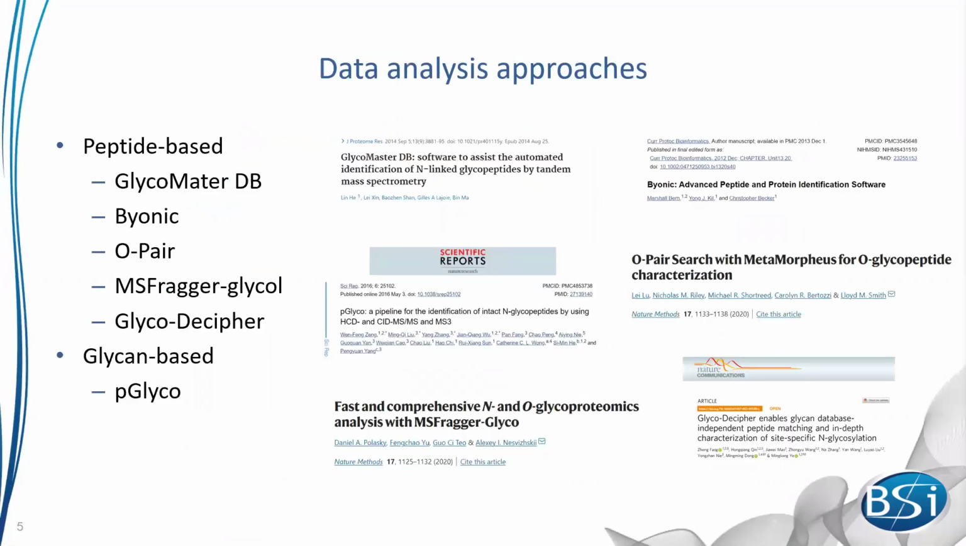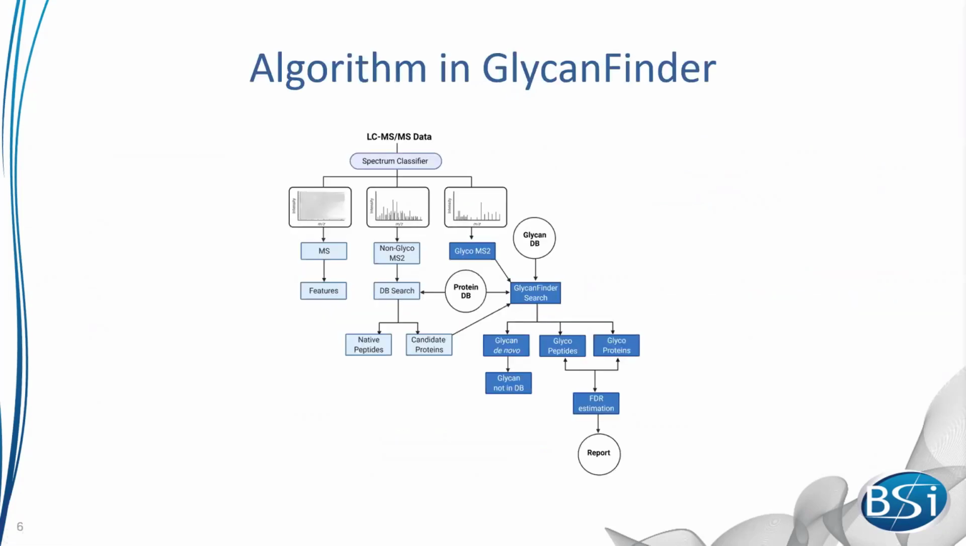So in the past, there have been several different glycoproteomics tools that have come out to tackle this problem, and they can generally be put into two categories. There are peptide-based glycoproteomics tools, and there are glycan-based proteomics tools. Glycan Finder is actually a combination of both, which allows you to get the best of both worlds. And I'll show a little bit about what I mean by that.